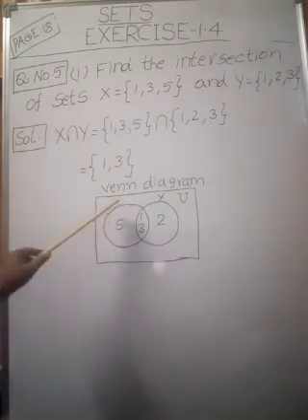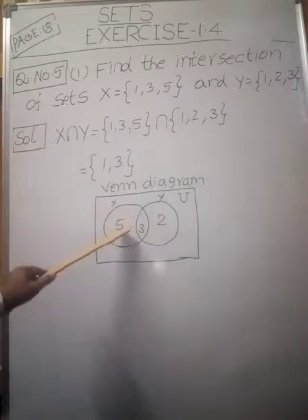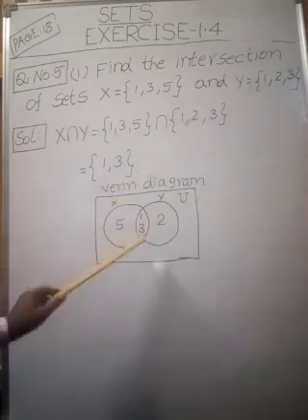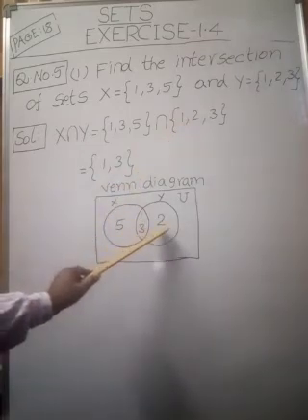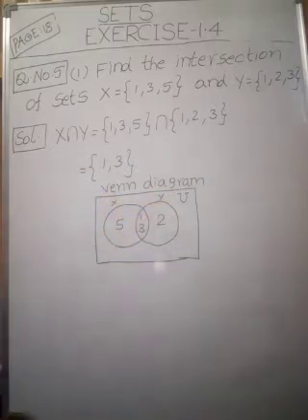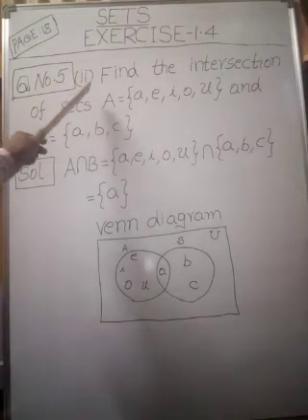Then what are the elements left here? 5. I wrote here 5. Similarly, in set Y, 1, 2, 3 are there. 1, 3 already there. The remaining element I wrote here 2. Okay, my dear children, understood this Venn diagram? Right. Now come to the next question.